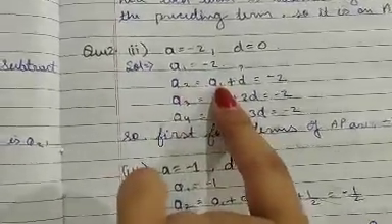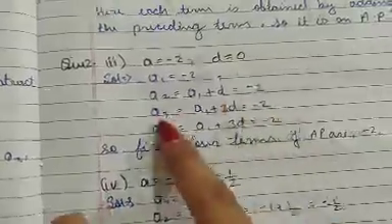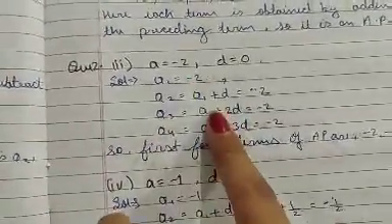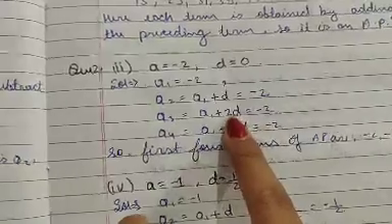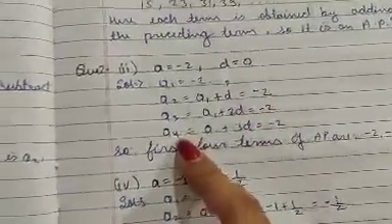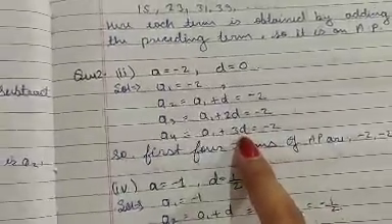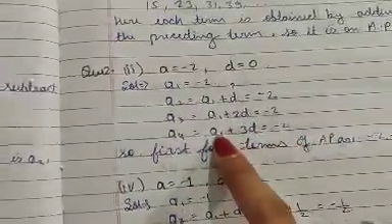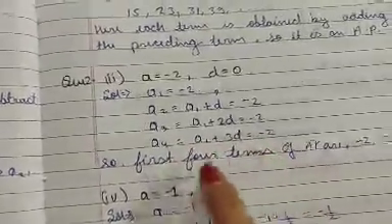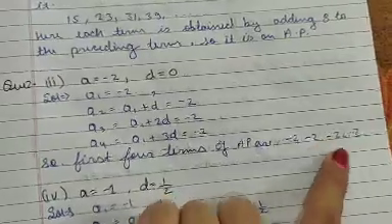A2 will be A1 plus d, means -2 plus 0, which is -2. A3 will be A1 plus 2d. A1 is -2 plus d is 0, means 0 into 2, which is 0, which will give us -2. Fourth term, A4, will be A1 plus 3d. d is 0, so 3 into 0 is 0, and A1 is -2. So the fourth term is also -2. So the first 4 terms of the AP are -2, -2, -2, and -2.